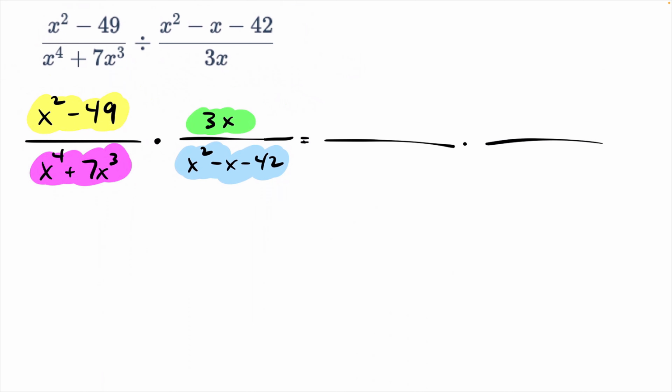First step, is there a GCF with the yellow? No. Is it difference of squares? Yes, it is. Yep, you guys got it. Just like last semester, we had difference of squares. That's going to still be there. So it's x plus and x minus what? 7. Good.